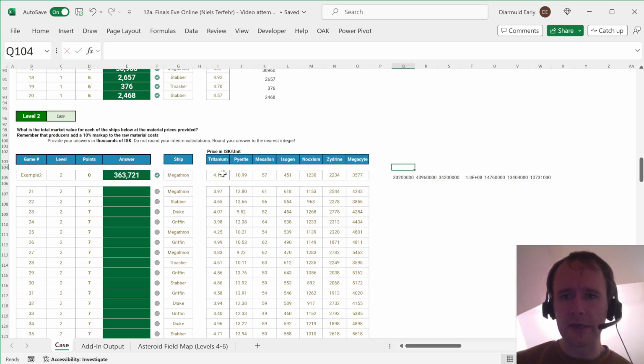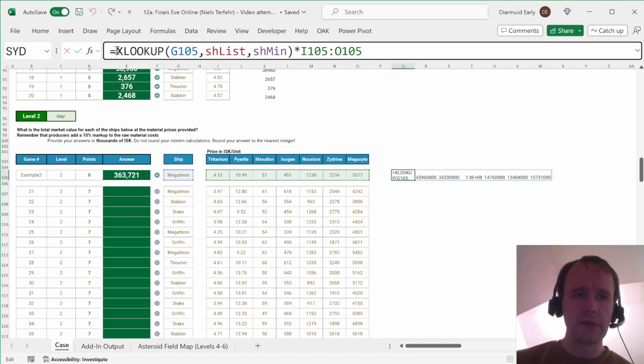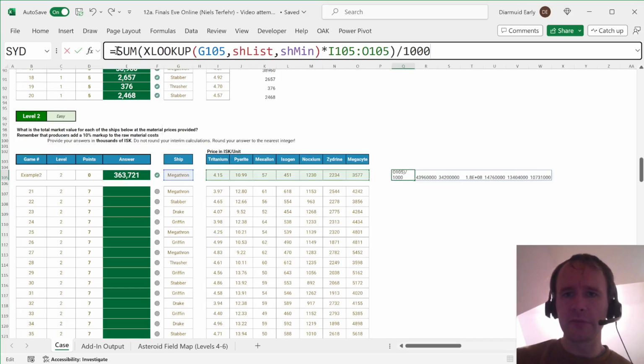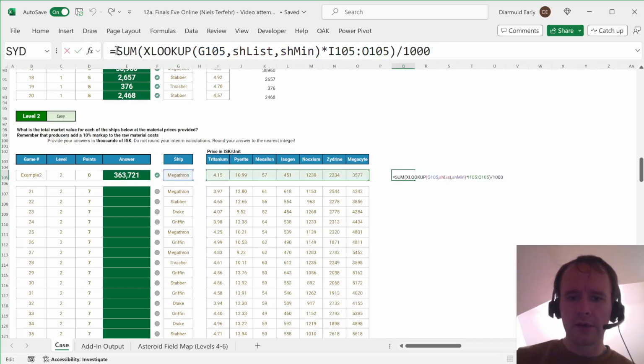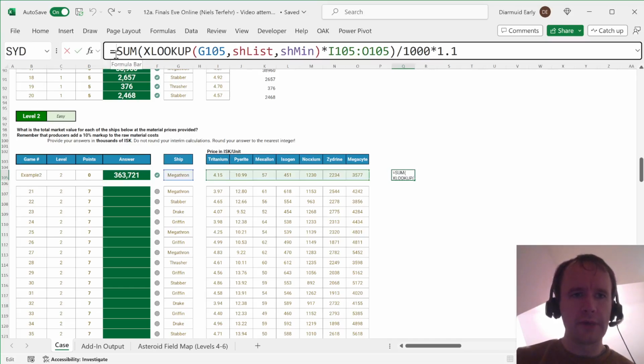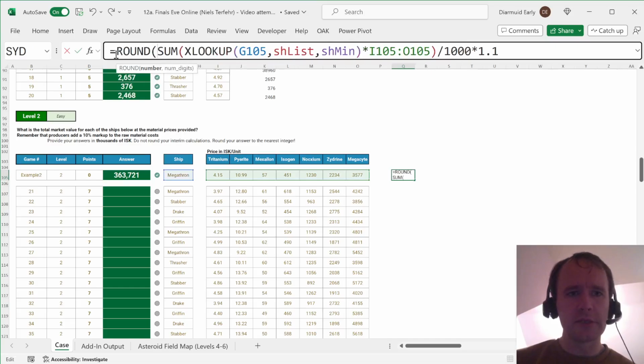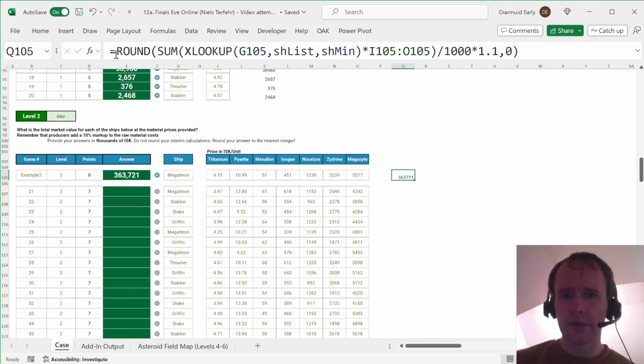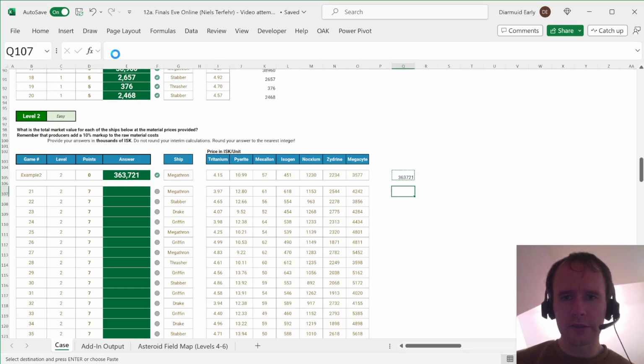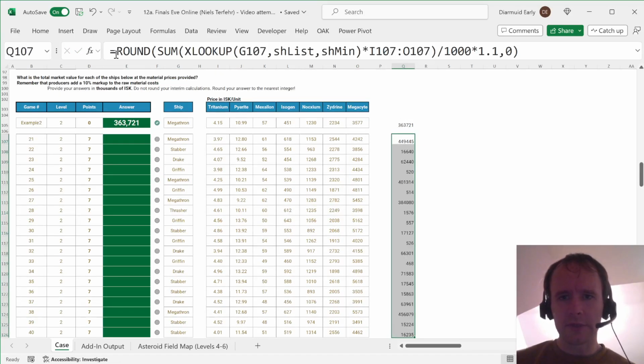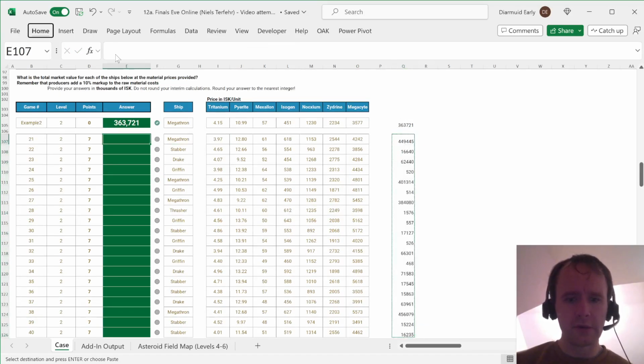And that's prices in ISK, so this is the number of ISK we need for each mineral. We're going to sum up across those 7, divide by 1000 because we want our answer in thousands of ISK. We're going to multiply by 1.1 because of the markup, and then round that to 1 decimal place, and hopefully that will match our answer here, and it looks like it does. So then we'll copy that down, put it in here.